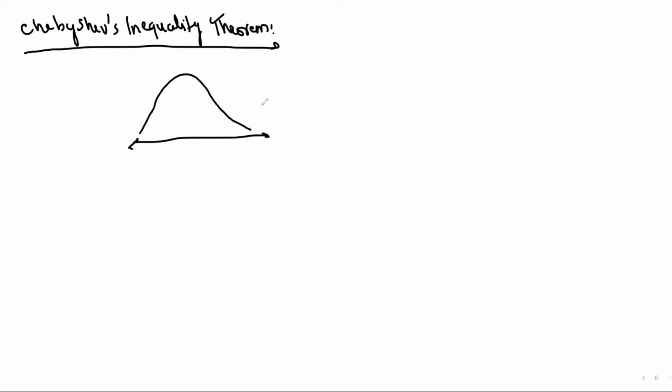We have our formula, right? What was the empirical formula? 68%, 95%, 99.7%. This was the empirical formula for Gaussian distribution.